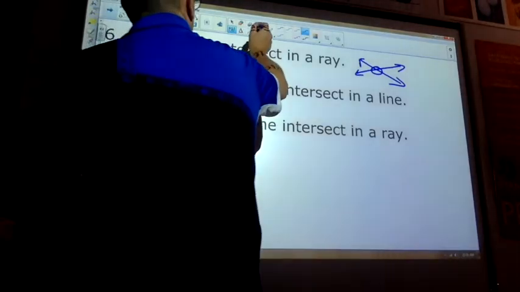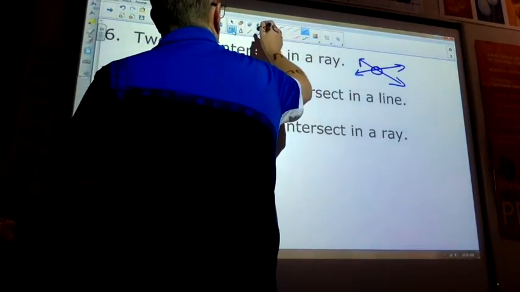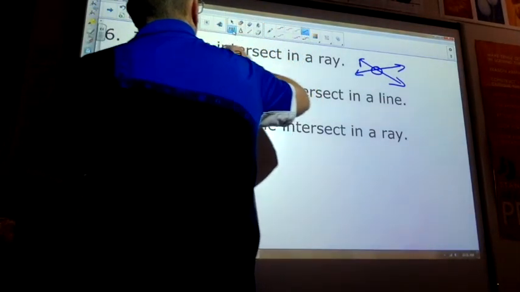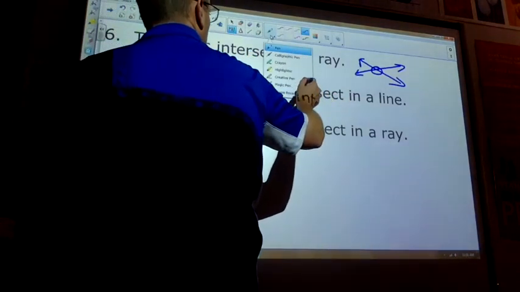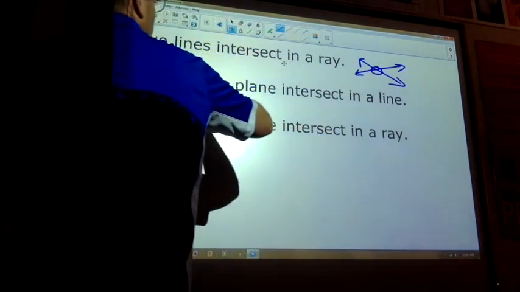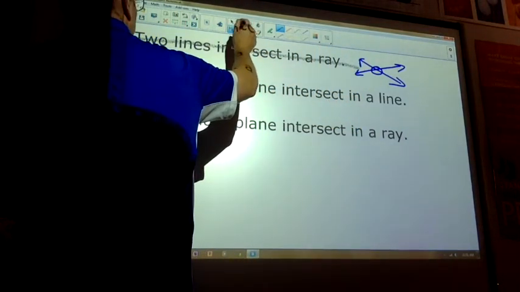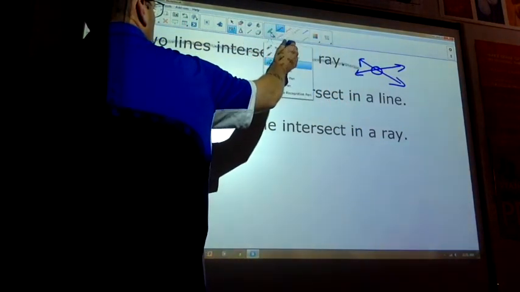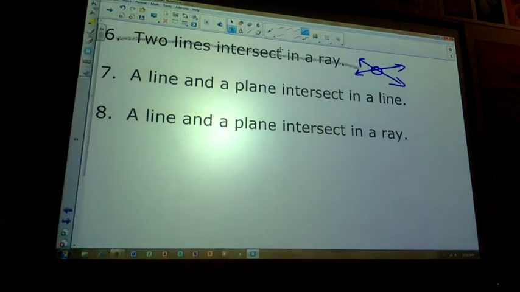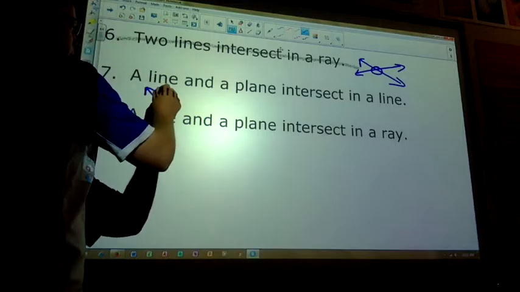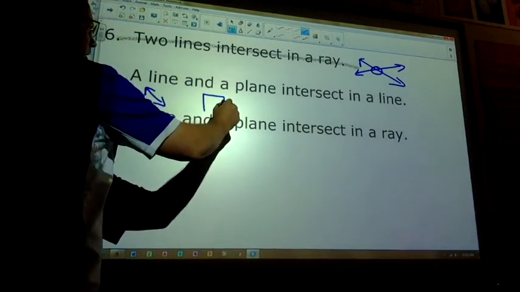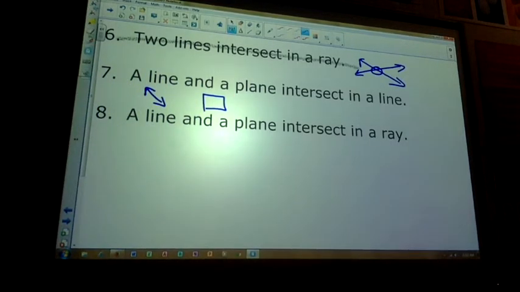So let's just do this. We'll just break out, going with crayon. I'm just going to crayon it out for now. All right, a line and a plane intersect at a line. A line and a plane intersect in a line.